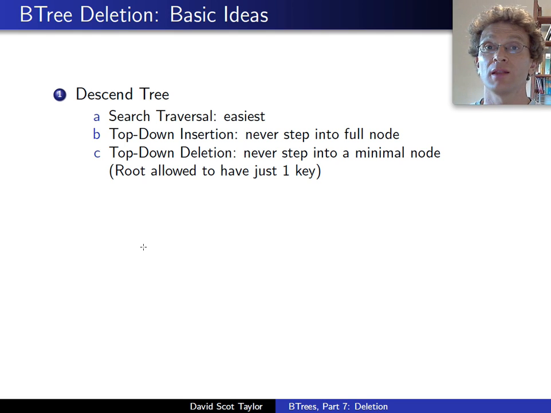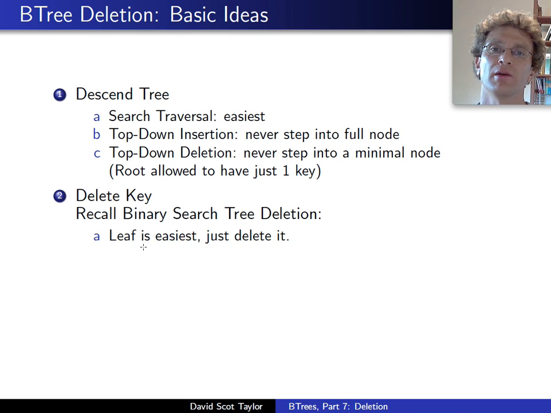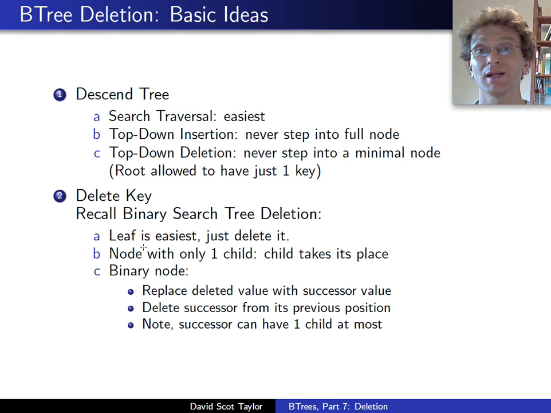And after we do that, the only other thing we need to do is actually delete the key. Again, we go back to a binary search tree. If we're deleting from a leaf, it's really easy. You just delete it. If you're deleting from a node that has only one child, you take that child, and it moves up and takes the place of the node that you're deleting. No problems. And if the node has two children, then you replace the deleted value with its successor value, deleting the successor from wherever it was before.